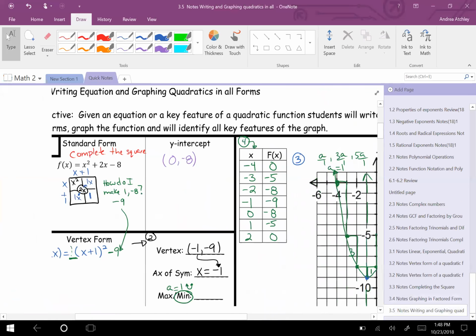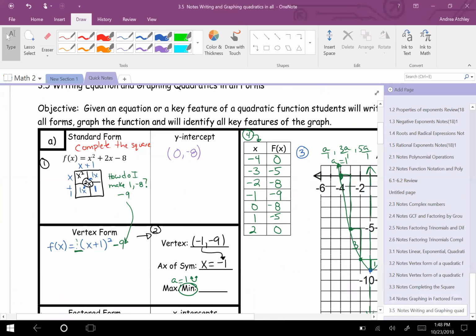Let me show you where else I can find that. Since my y-intercept is where x is 0, I can easily see in standard form the y-intercept. If I plug in 0 for x, x squared would be 0, 2 times 0 would be 0, and I'd have -8. So this right here is my y-intercept. The constant when a quadratic equation is in standard form is the y-intercept. Any questions over that? We're all good?